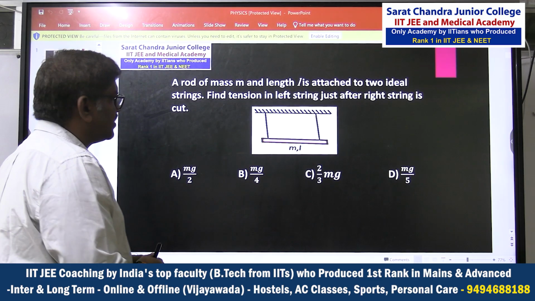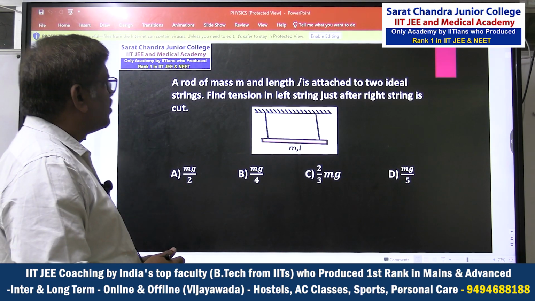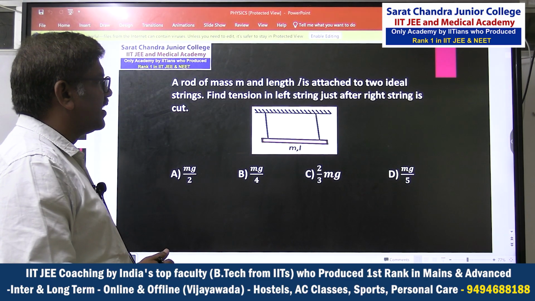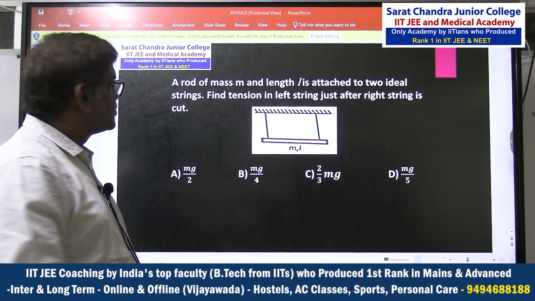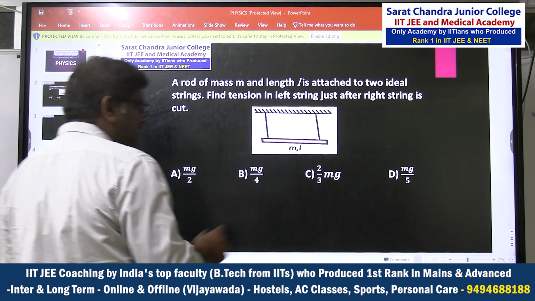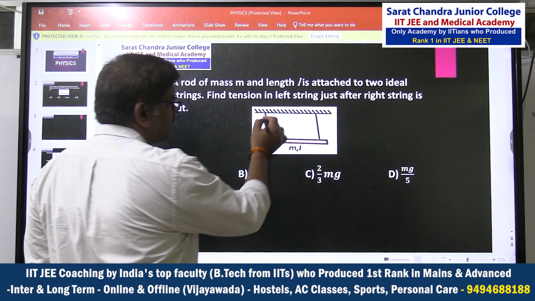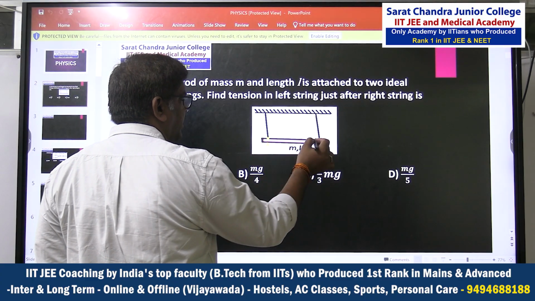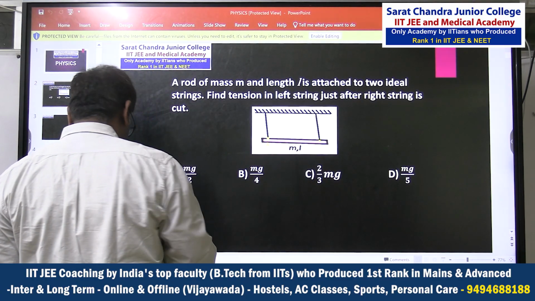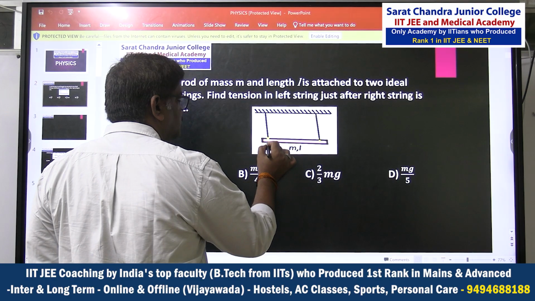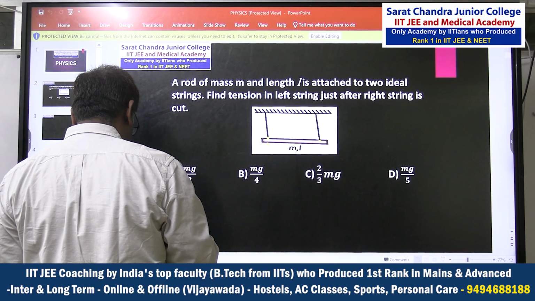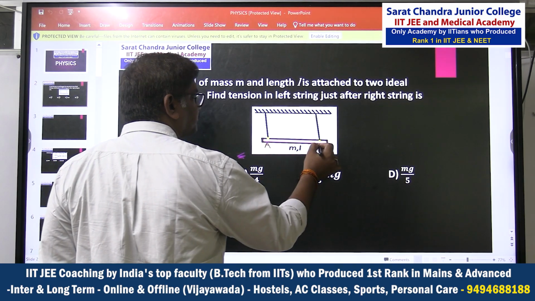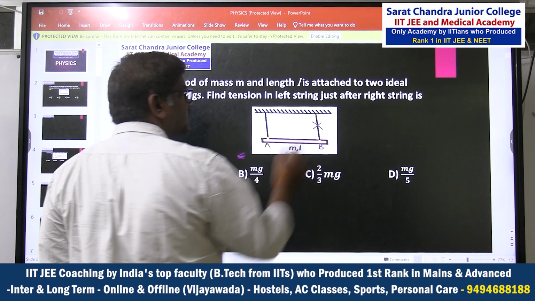As you can see, the first question: the rod of mass m and length L is attached to two ideal strings. Find the tension in the left string just after the right string is cut. As we can see in the diagram, these ends, this A and B point, will be the ends. The string is attached to the ends, and now the right string is cut.